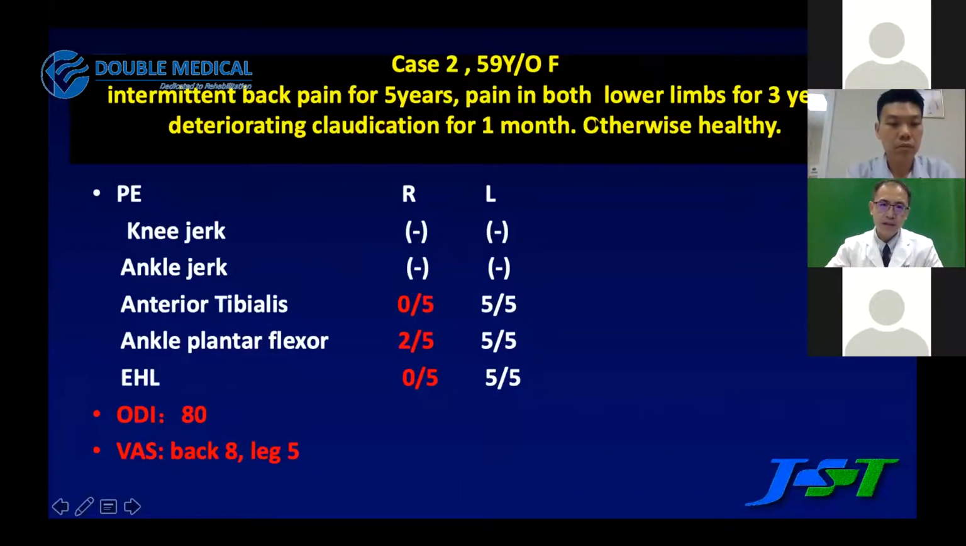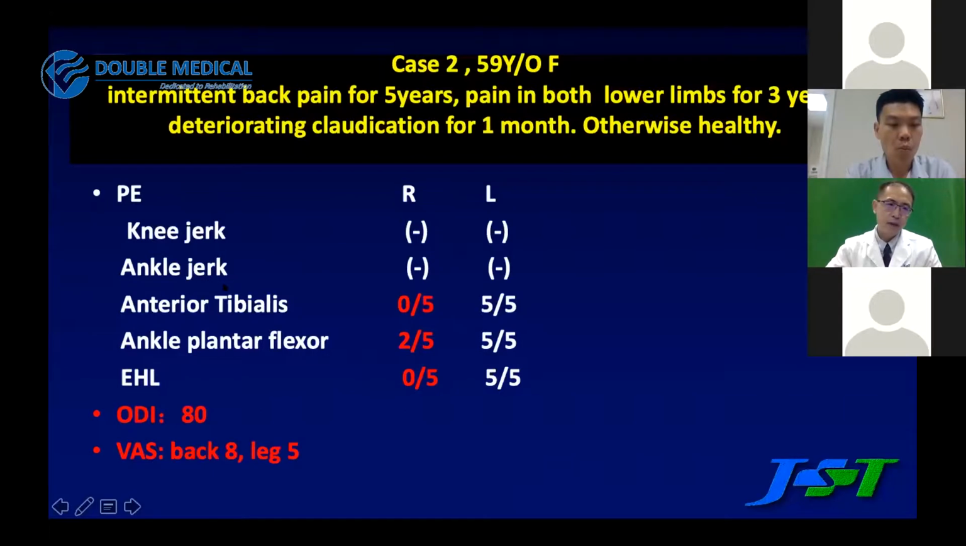The second case is a female of 51 years old. She complained of intermittent back pain for 5 years and pain in both lower limbs for 3 years. And she complained of deteriorating claudication for the past 1 month before the presentation. She is otherwise healthy.